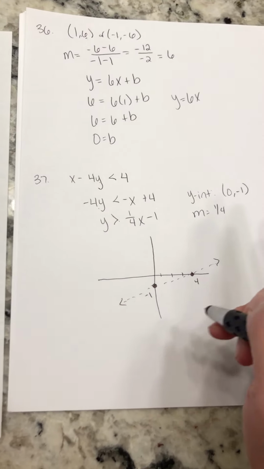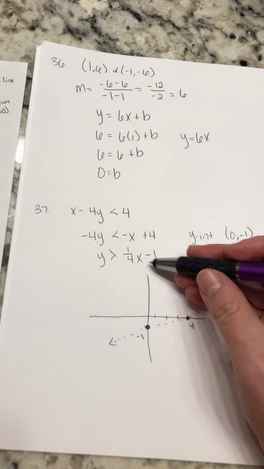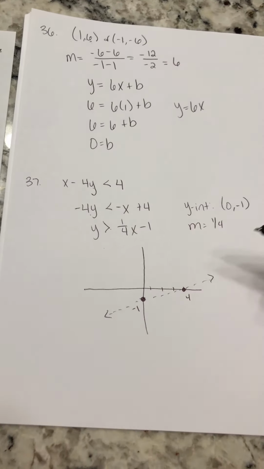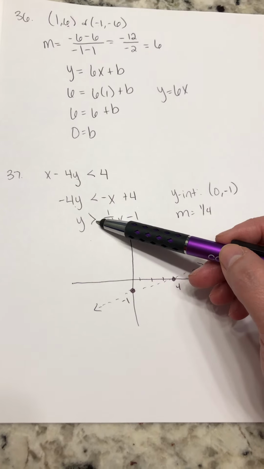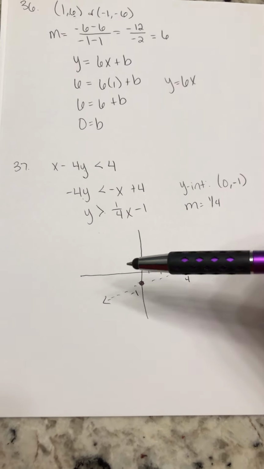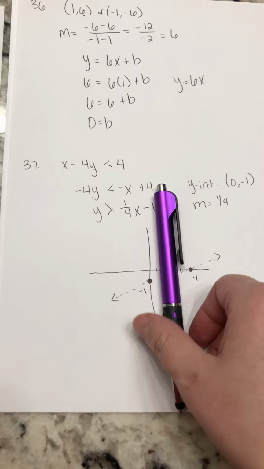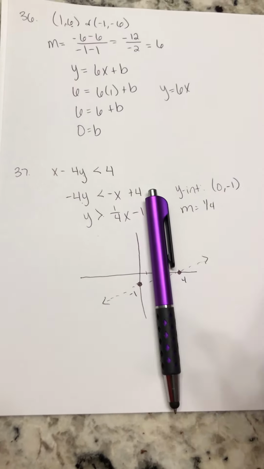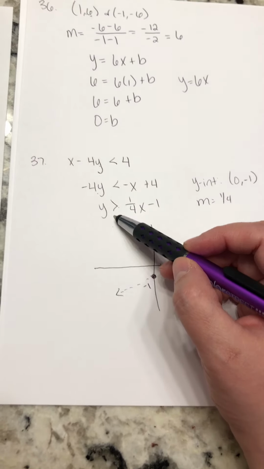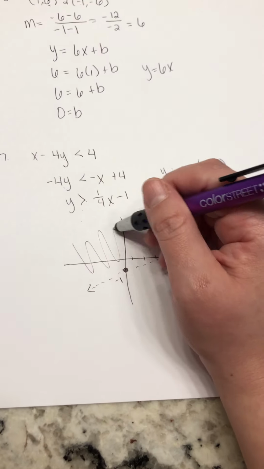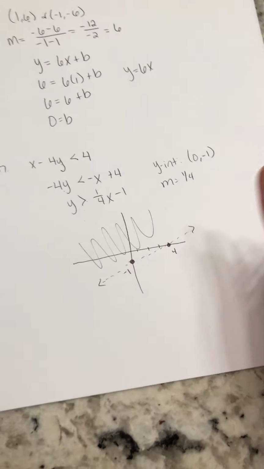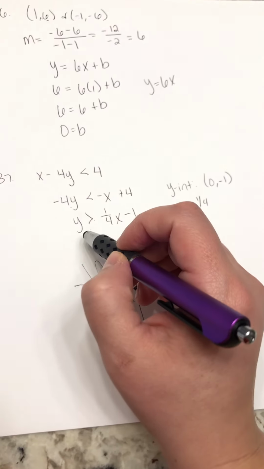And then there's two ways that you can decide where to shade. Because it's an inequality, just like on the number line, we have to shade. So if it's greater than, you shade above. If it's less than, you shade below. The only time that's not true is if it's a vertical line, and then you'd shade left and right. But anyways, I usually do it that way just because it's quick. So greater than, I'd shade up here.